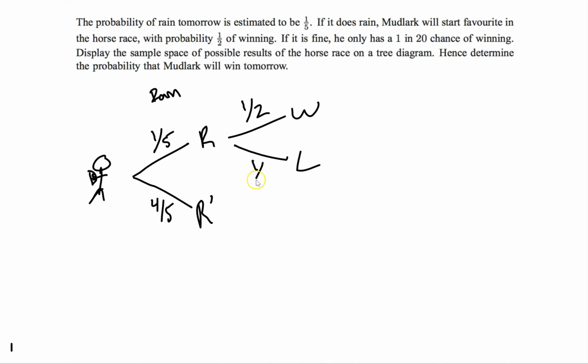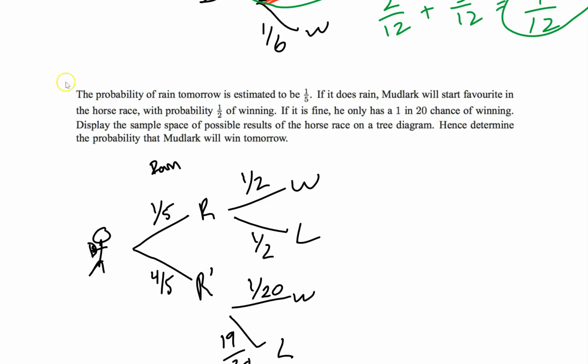It's also 1/2. That's my L. If it does not rain, if it's fine tomorrow, then he has a 1 in 20 chance of winning, which means he has a 19 out of 20 chance of losing. Because again, these should always equal 1. Right, so that's our little tree diagram.